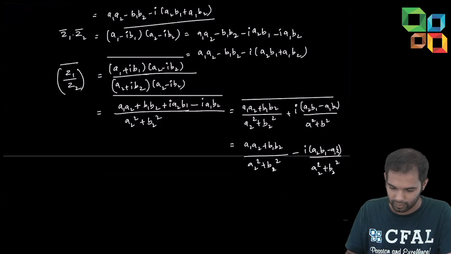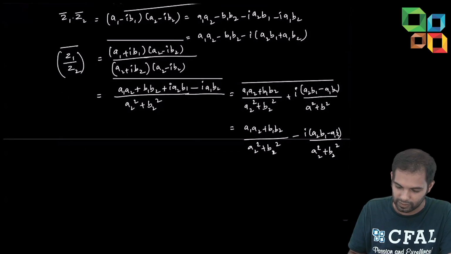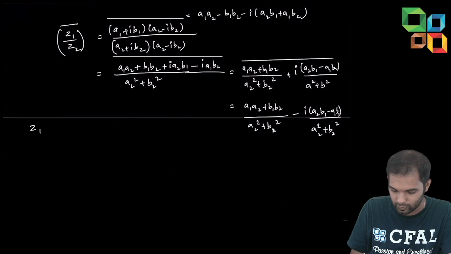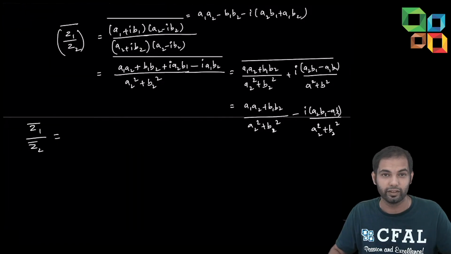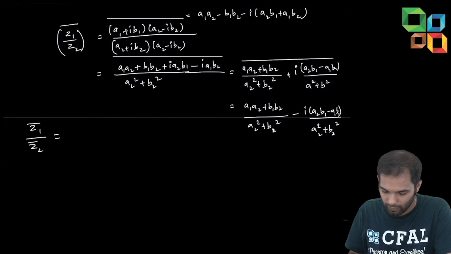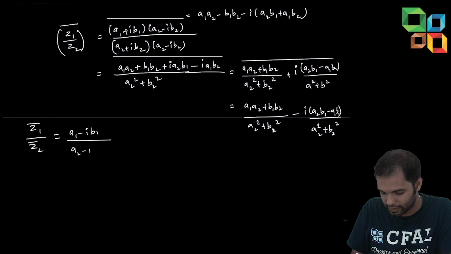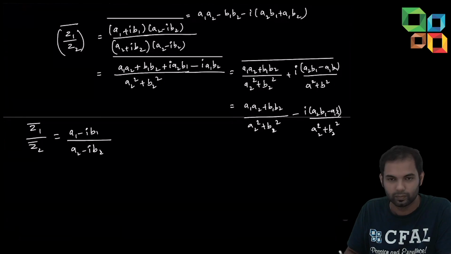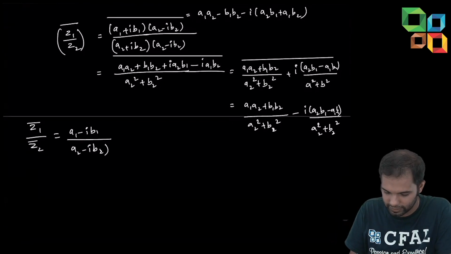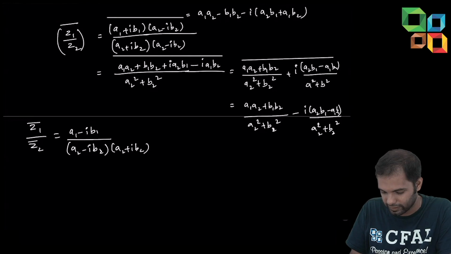Now what are we going to try? We'll try writing Z1 bar divided by Z2 bar and see if it's equal to the thing we got. So Z1 bar is nothing but A1 minus iB1 and Z2 bar is A2 minus iB2. Multiply with the conjugate, so A2 plus iB2. Can you see that the denominator is already matching?